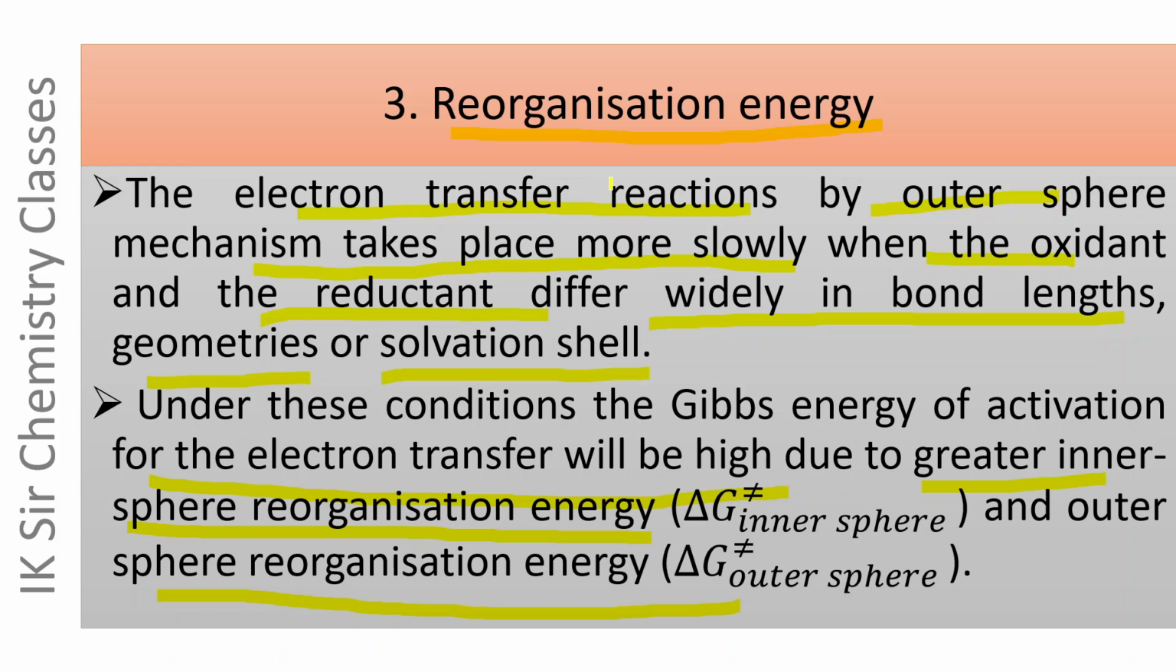It means if the reactants of an electron transfer reaction differ widely in bond length, geometry, or structure of solvent cell, greater will be the amount of reorganization energy, which is of two types: inner sphere reorganization energy, which is due to change in bond length before electron transfer, and outer sphere reorganization energy. This is due to change in the structure of solvent cell during the formation of transition state outer sphere complex.